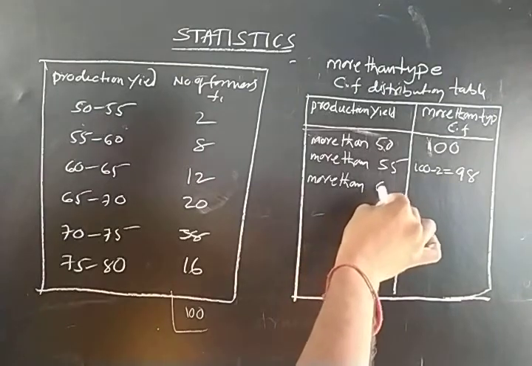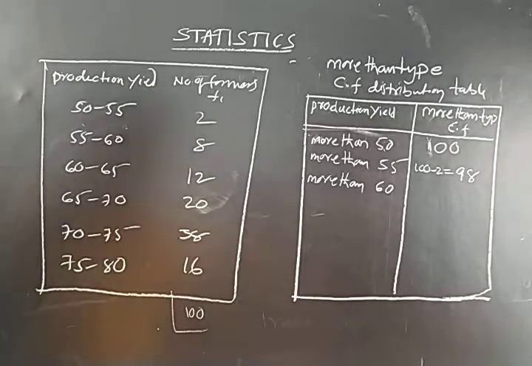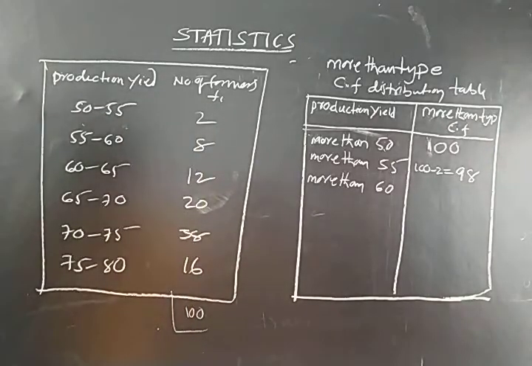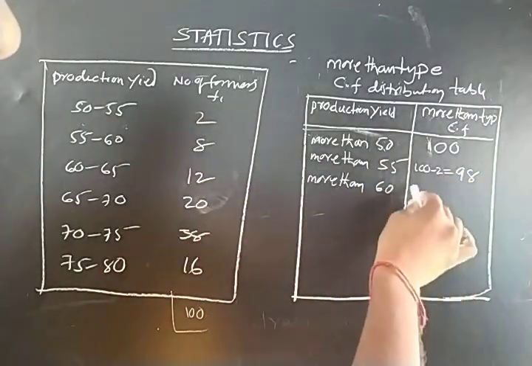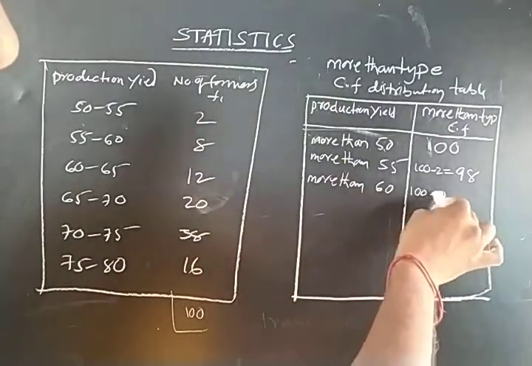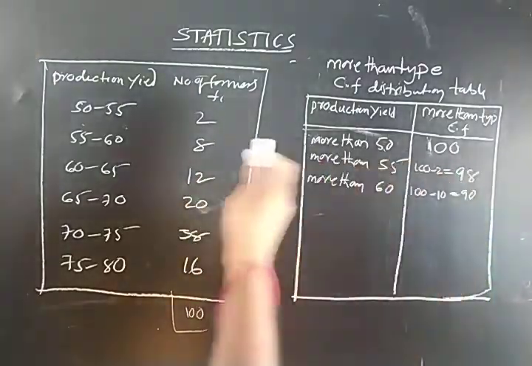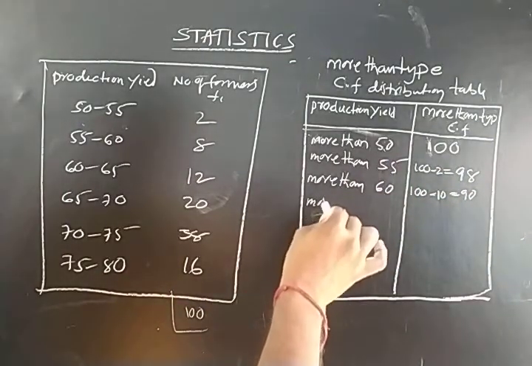Next, more than 60. These are all more than 60 except this one. More than 60 means we have no need of this. So we have to subtract these two from 100. 100 minus 8 plus 2, that is 10, so you will get 90. That means you can also subtract 8 from 98, and automatically you will get 90.